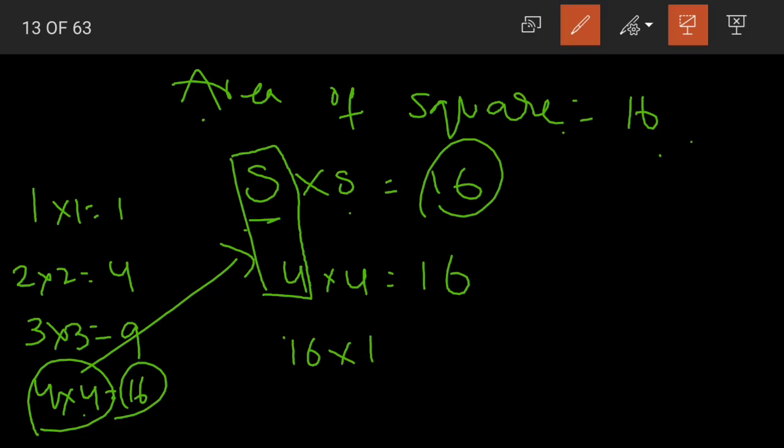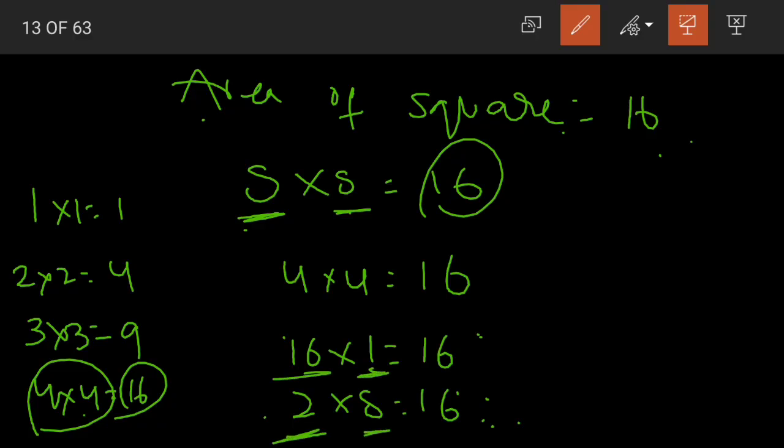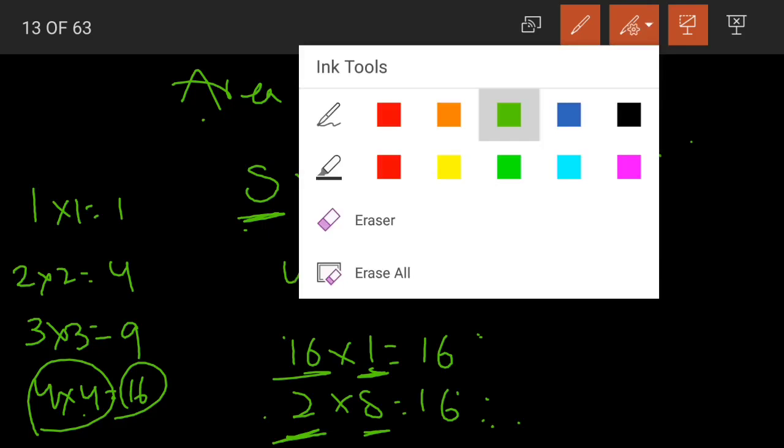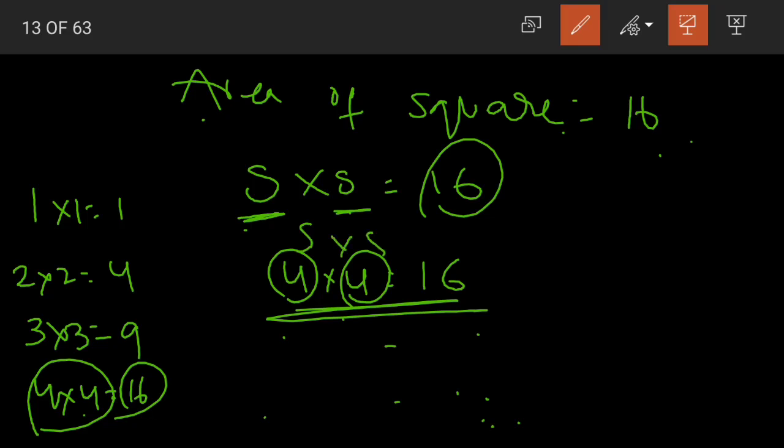I know that 16 ones are also equal to 16. 2 eights are also equal to 16. But why are we not taking those? See, children, here it is clearly mentioned in the formula that the same S has to be multiplied twice. Here these are two different numbers. Again 2 and 8 are two different numbers. Only in 4 fours are 16 we have S into S, that is the same number multiplied twice.